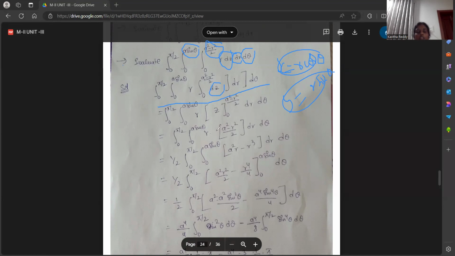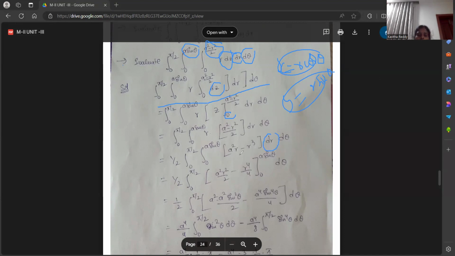So what you will get here, (a square minus r square) by 2. Apply the limits; the lower limit is anyway 0. That's why you are getting (a square minus r square) by 2, so r dr d theta. Then take out the common 1 by 2, then you'll get the integral of 0 to pi by 2, integral of 0 to a sine theta. Then apply the limits: a square r minus r cube dr d theta. So again integrate with respect to r.